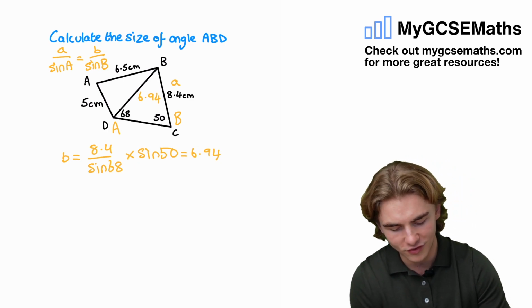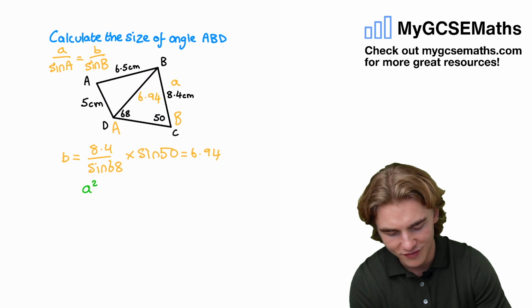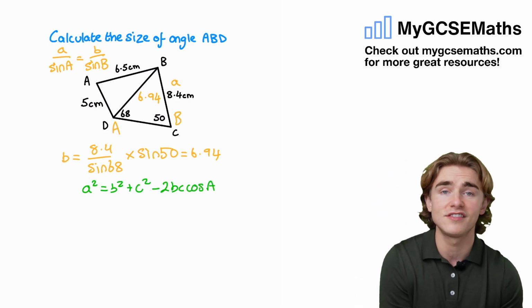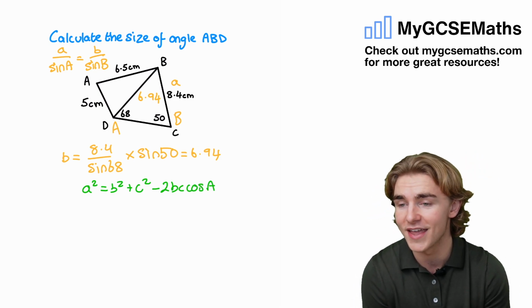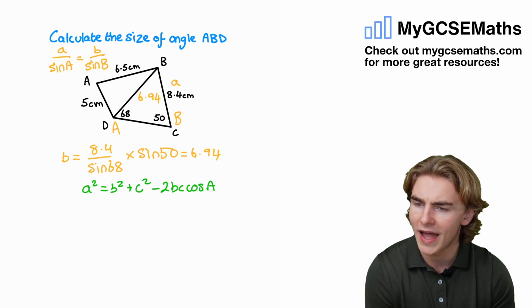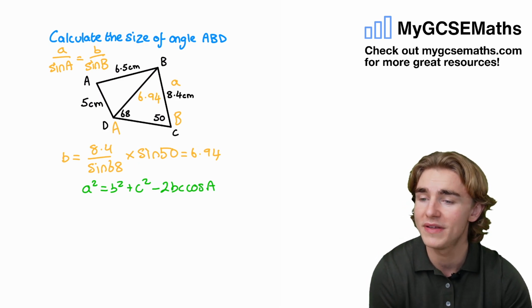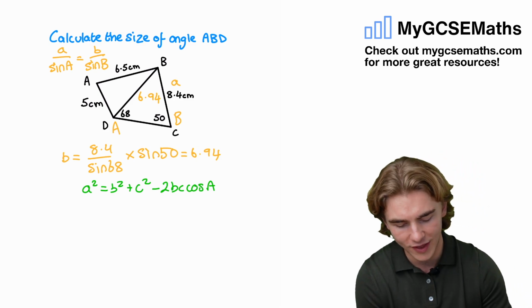So what we're going to do is start off with our regular cosine rule. We have a squared equals b squared plus c squared minus 2bc cos A. And then we're going to rearrange this to make uppercase A the subject. At the moment, we have minus 2bc cos A. We don't really like that, so we're going to add 2bc cos A to both sides of our equation.